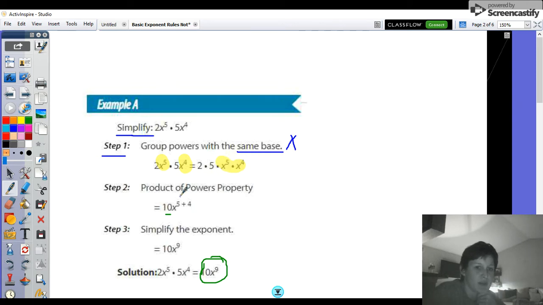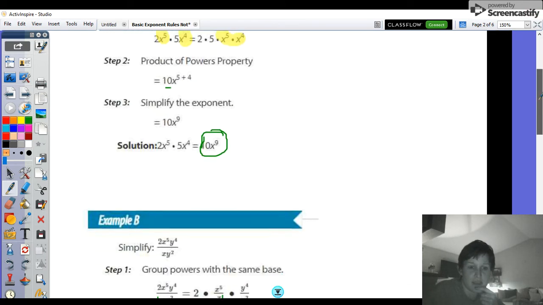So product of powers property says that we just need to add those exponents, 5 plus 4. And of course, 2 times 5 was 10. So our answer in simplest form is 10 times x to the 9th power. Not that difficult, right?